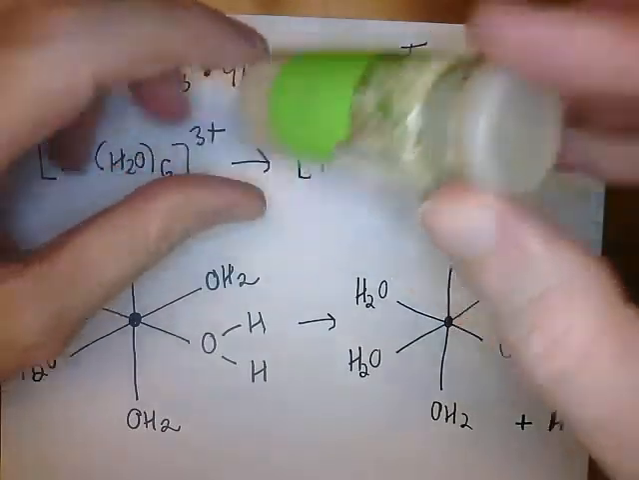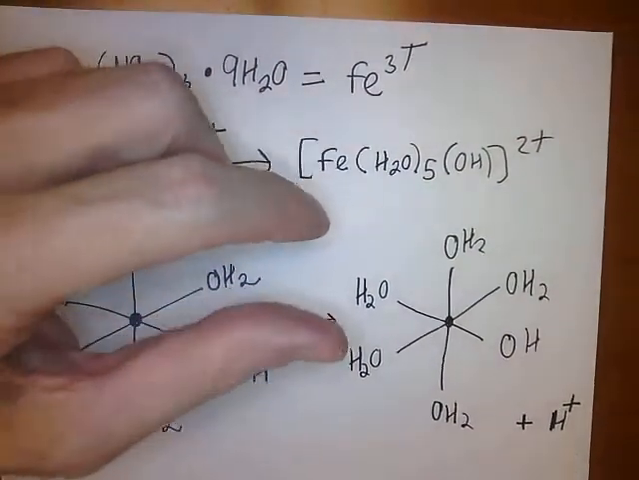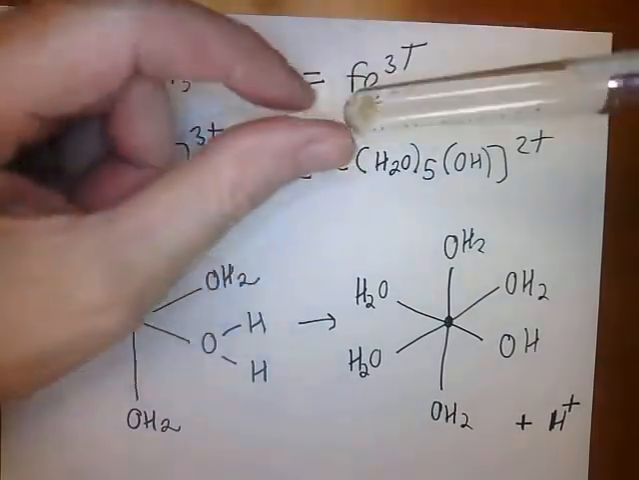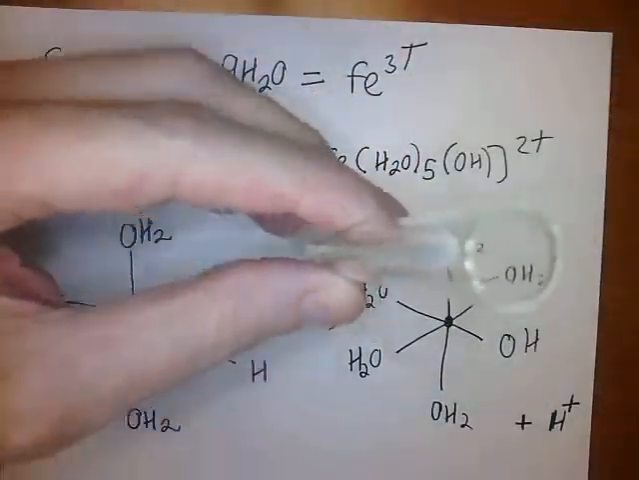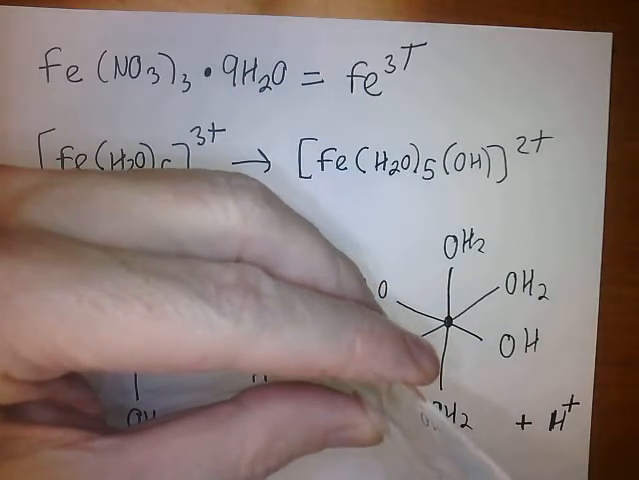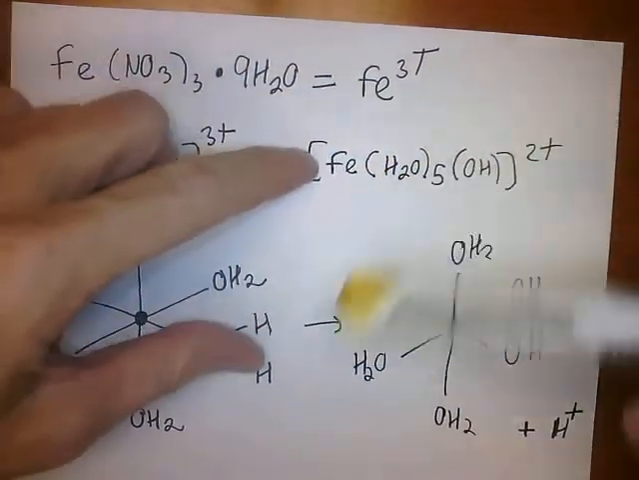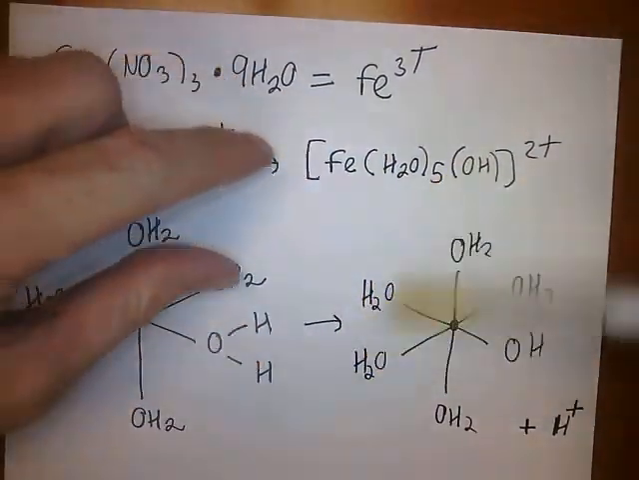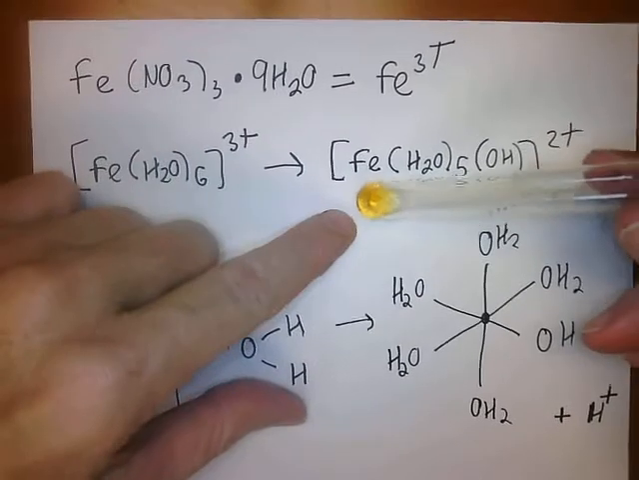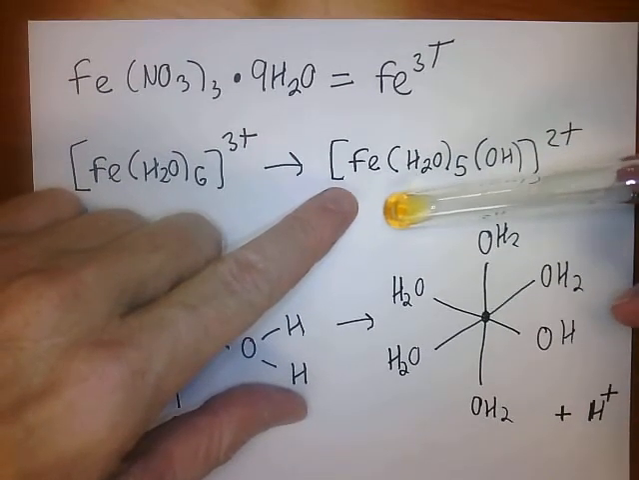So let's look at what happens. Again, I've already added this to the test tube. So let's look at what happens when we dissolve this up in water. Now for this one, we see a color change. We dissolve it up in water. It dissolves up to form definitely a rust yellow colored solution.